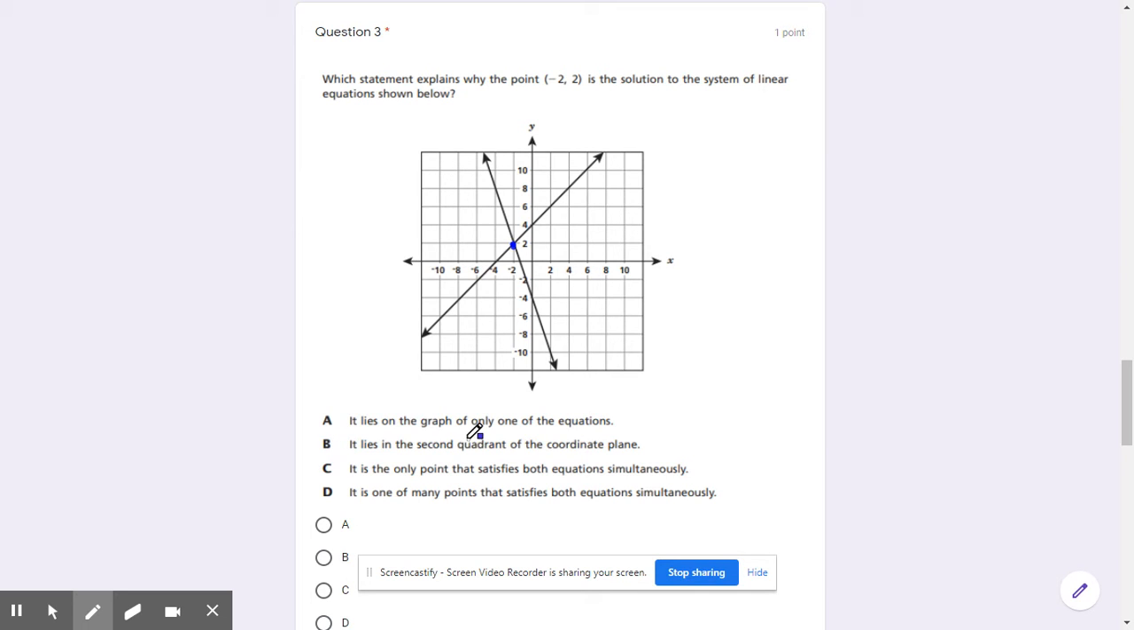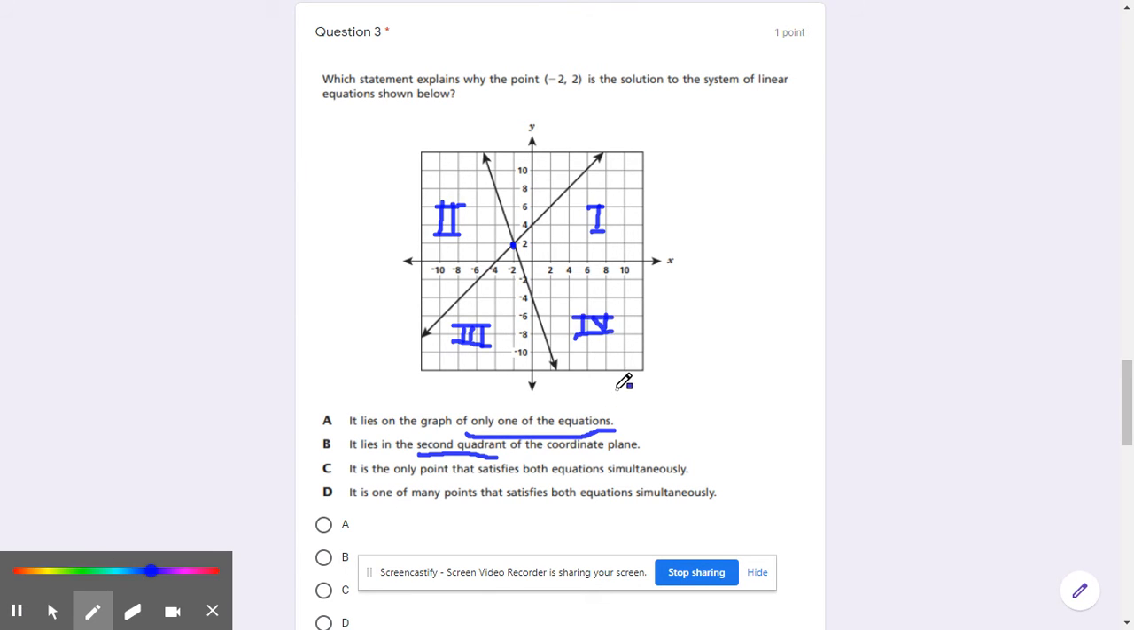A, it lies on the graph of only one of the equations. Now equation, I don't see any equations here. So that's what we are going to talk about in hint 2, equations. All right. B, it lies in the second quadrant of the coordinate plane. The second quadrant, well, what are the quadrants again? This is quadrant 1, right? Quadrant 2, quadrant 3, and quadrant 4. So the point does lie in the second quadrant of the coordinate plane.